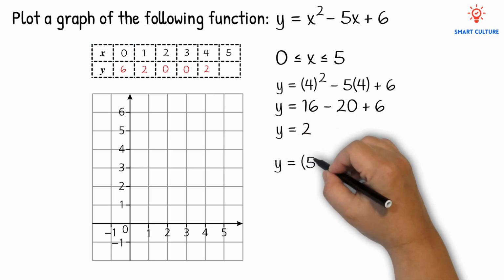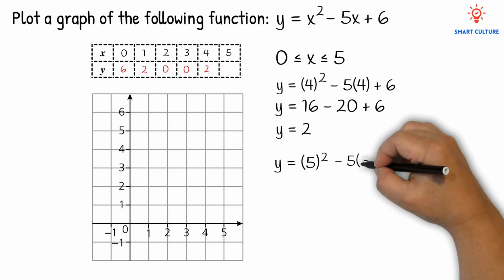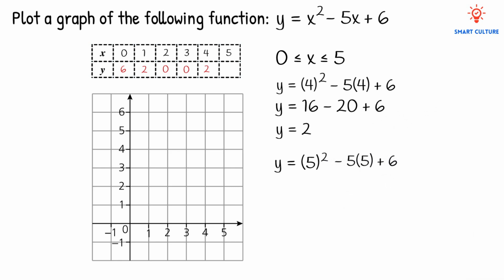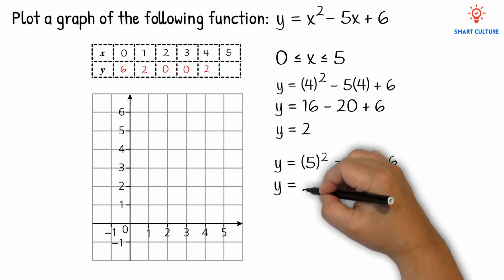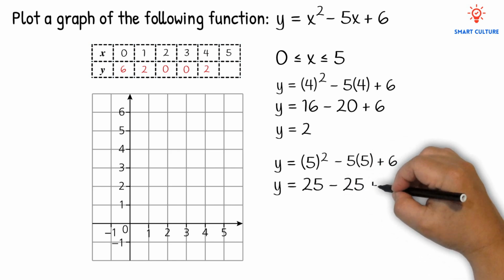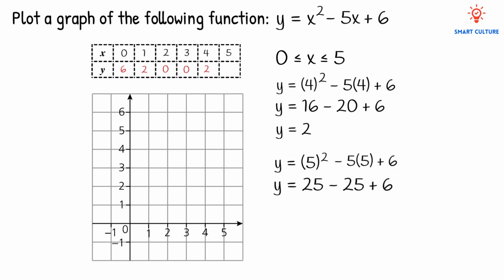Let's take a look at the last x value of 5. 5 squared minus 5 times 5 plus 6. So it will be 25 minus 25 plus 6. And that is equal to 6. So when x is equal to 5, y is equal to 6. So now we have all these coordinates. Now we can just plot them.